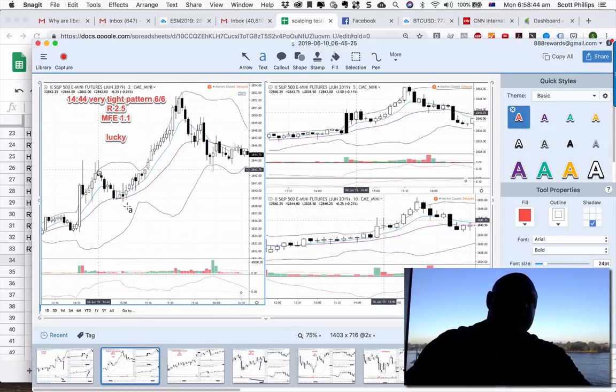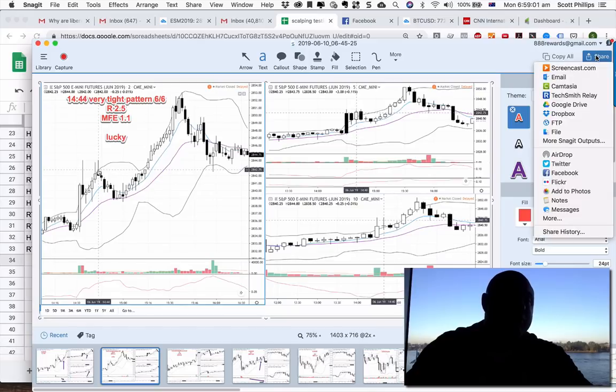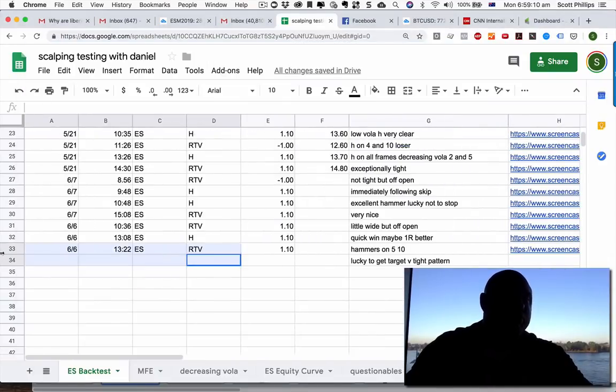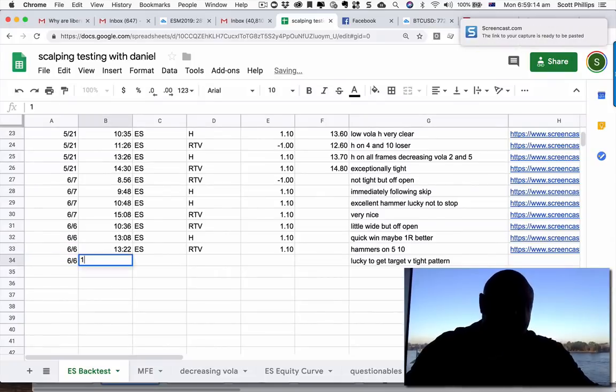Okay, so this one, we have a close outside the Bollinger Band, a tight retest pattern, very tight. What this enabled us to do is to get a quick win. It gave an MFE of 1.1, it gave 1.1 R very quickly before it reversed. Even though we're in a strong uptrend, because the pattern was so tight, we got this quick little win. I make some notes on that. The R value was 2.5, right in the range. The MFE, I've put in that it's lucky, because that was a lucky win.